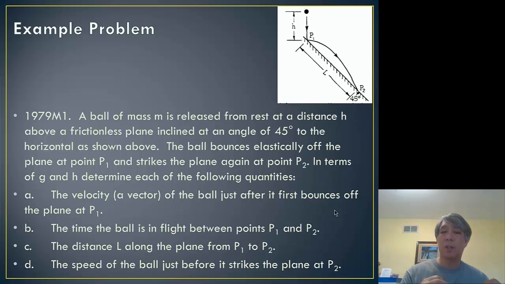The time the ball is in flight is basically going to be when my x position equals my y position. Distance L, as long as I know x and y, it becomes perpendicular, a Pythagorean sum. And for the speed of the ball just before it strikes the plane at P2, remember, I have a horizontal velocity that never changed, but now I gained an extra vertical velocity. So try those before looking at the answers.